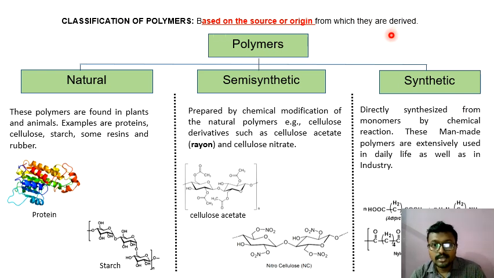Based on source, polymers can be classified into three types: natural polymer, synthetic polymer, and semi-synthetic polymer. Natural polymer means a polymer prepared by nature, like protein molecule and starch molecule. They are prepared in our body and in plants, so these polymers are called natural polymers. Synthetic polymer means some polymers can be synthesized in a laboratory. Those are called synthetic polymers.